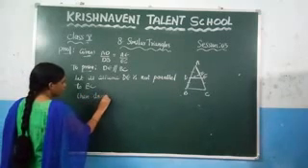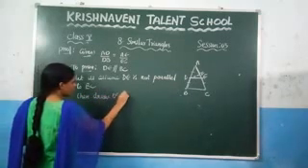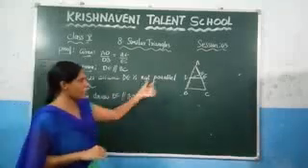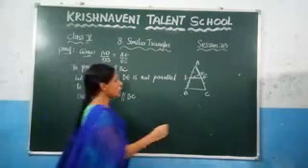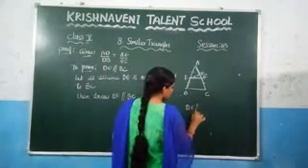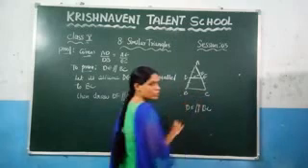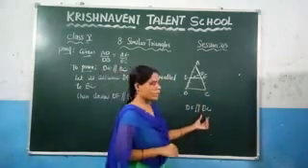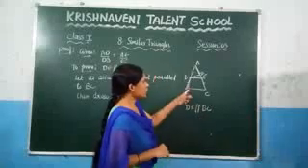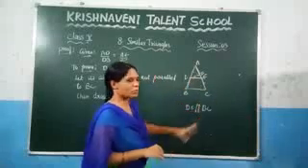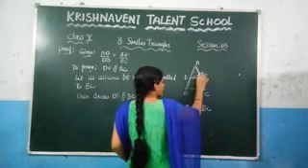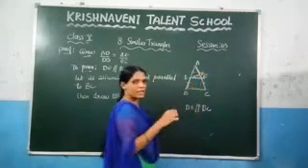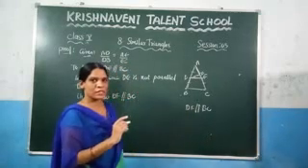Draw DF which is parallel to BC. So we have drawn one line such that that line is parallel to BC. So we got it here, DF is parallel to BC. This we have assumed. So here what does the basic proportionality theorem say? If DF is parallel to BC, then the two sides are divided into the same ratio. So here that means AD by DB is equal to AF by FC. That is the statement of the basic proportionality theorem.